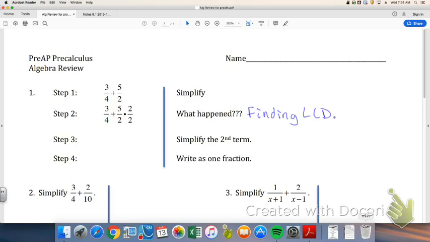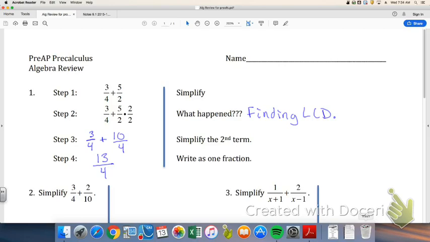All right, so now let's complete step 3. So we're multiplying together the second term. So we have the 3/4 plus 5/2 times 2/2 gives us what? 10/4. So right there we were simplifying the second term. And then in step 4 we need to write as one fraction. So what does that become? 13/4. So we add together the numerators, keep our least common denominator. So we get our answer of 13/4.